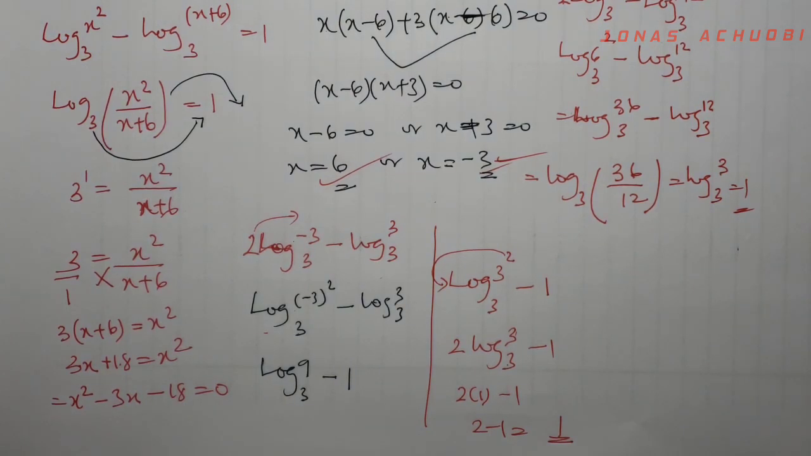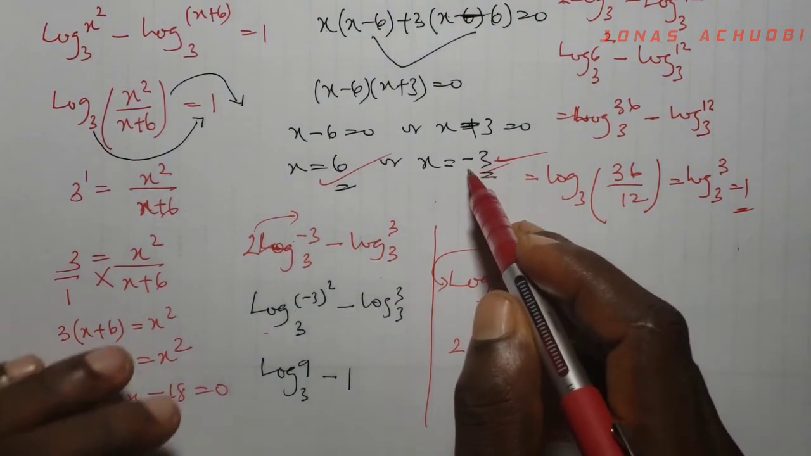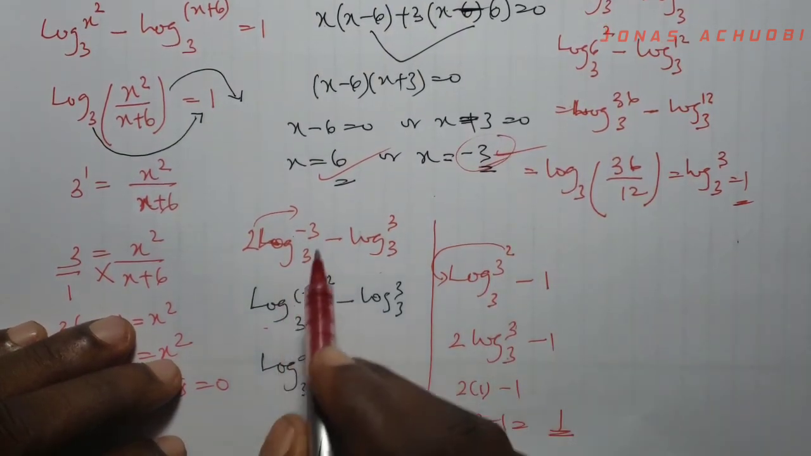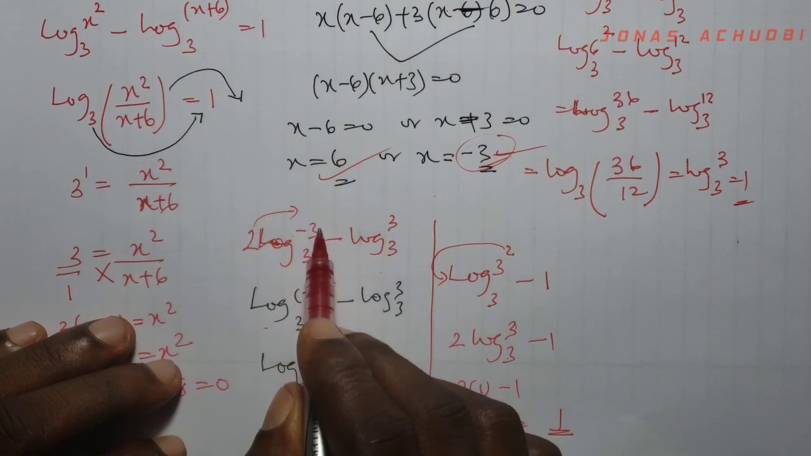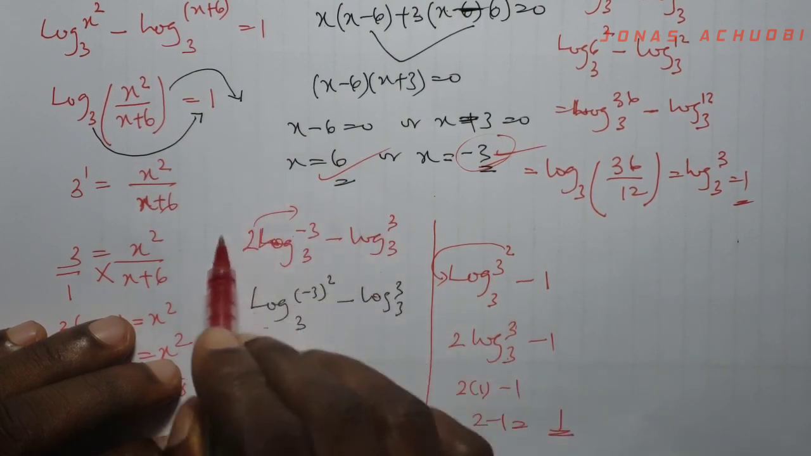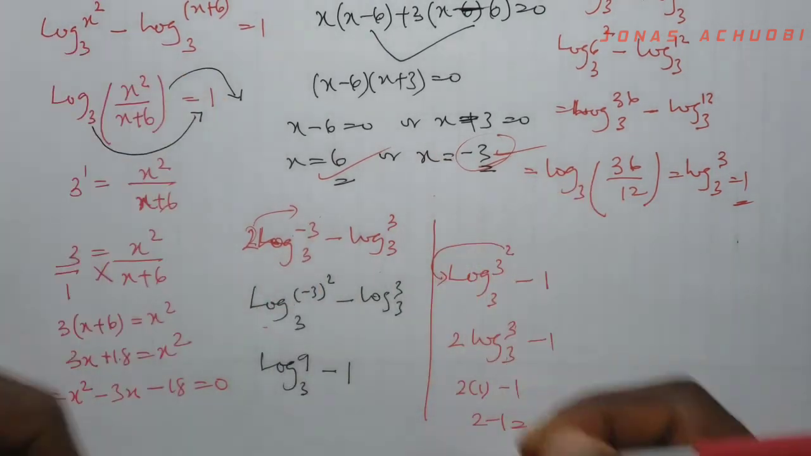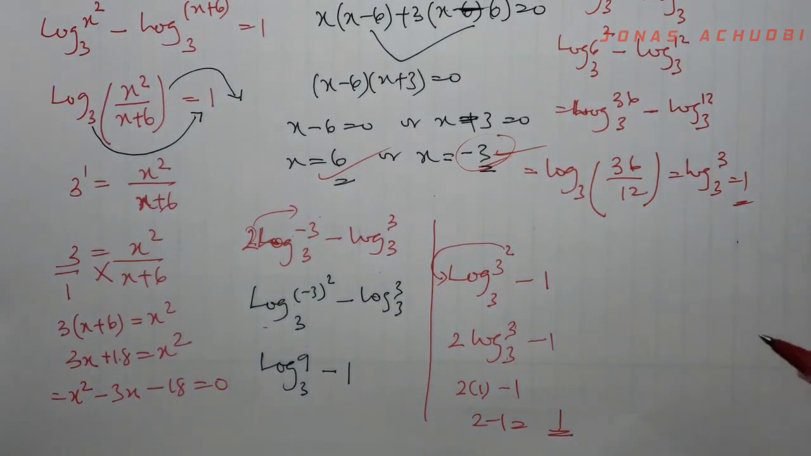There are some people that will solve and tell you at this point that minus 3 is not a solution. But that is not really correct, because though the log of a negative number does not exist, by the way this log is written, we can take this 2 up and simplify the log even further. So I hope you understood the examples in this video.